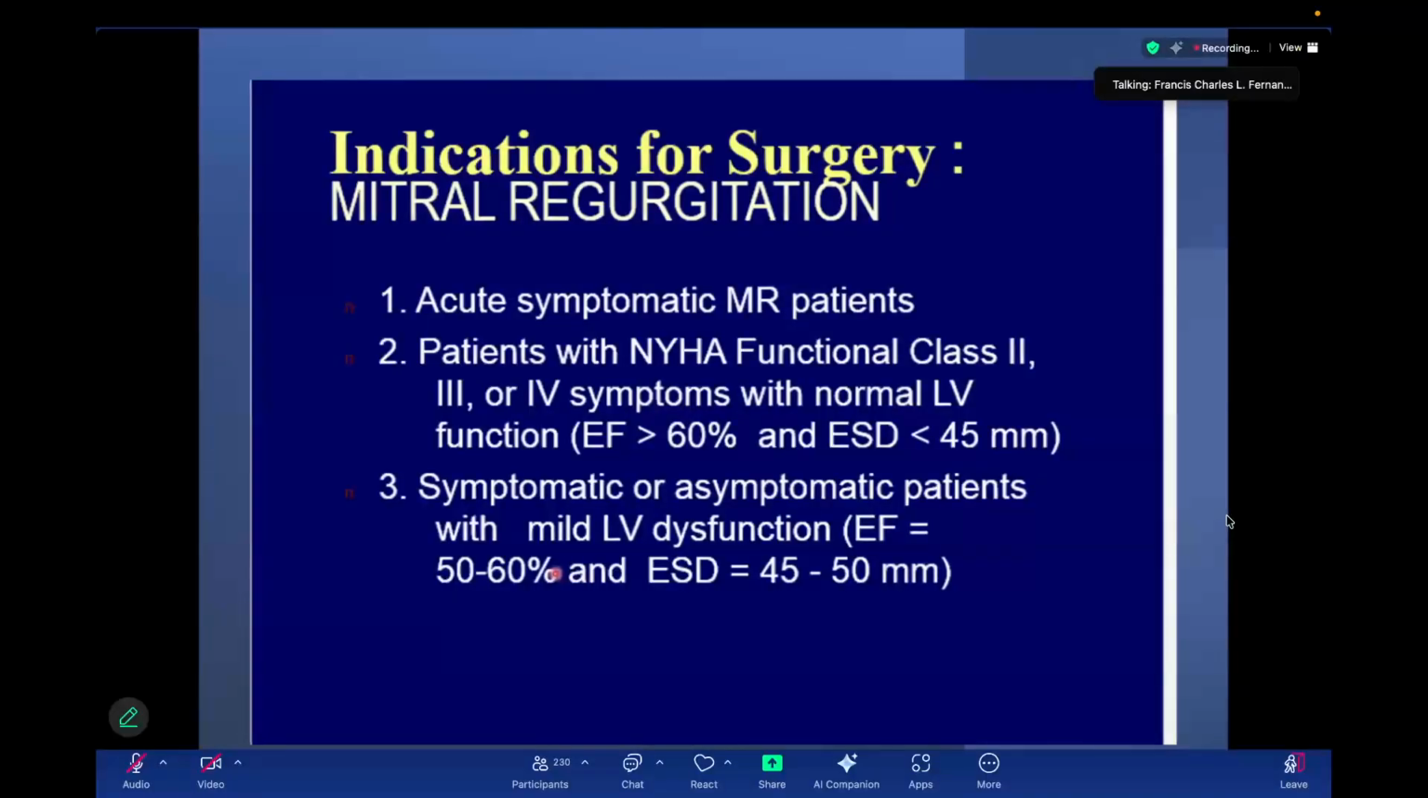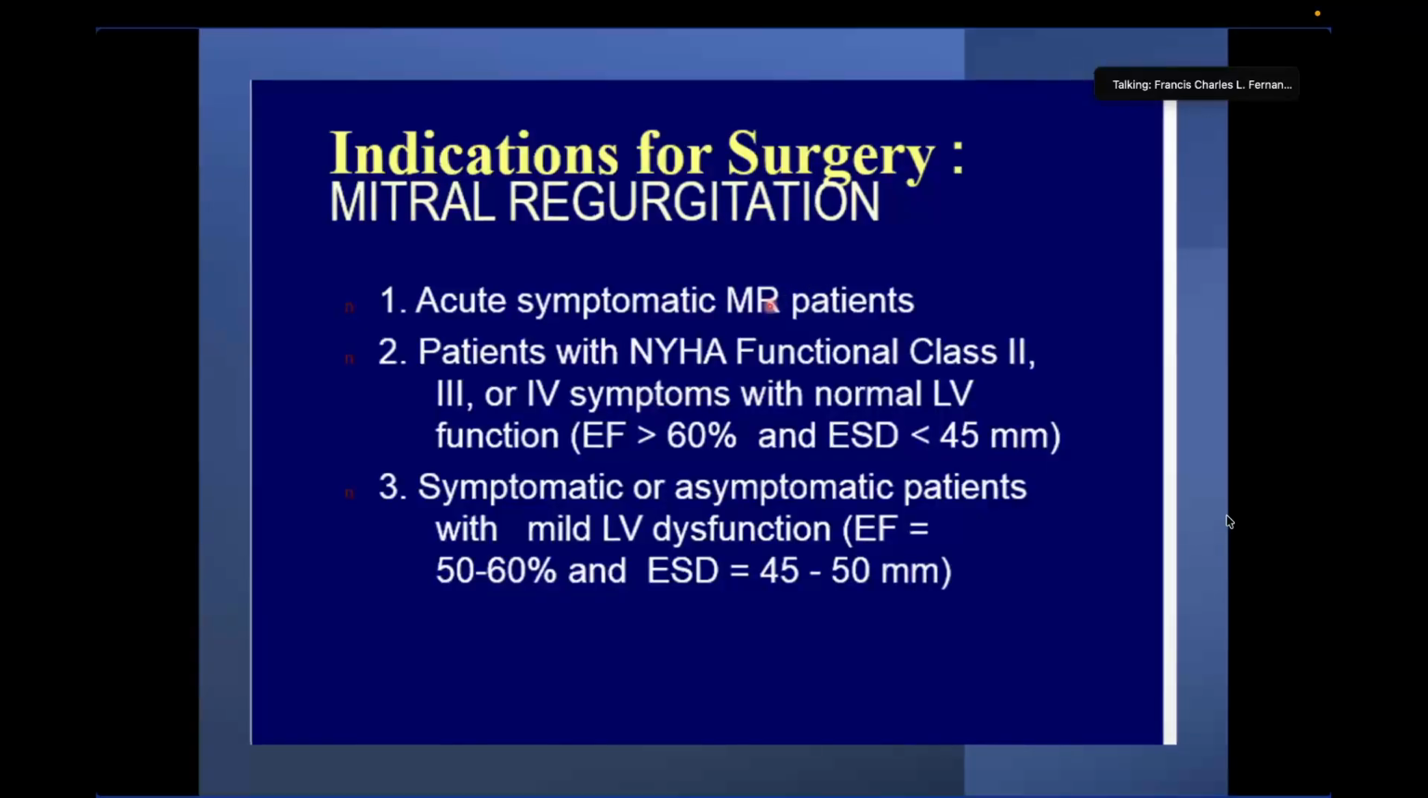So indications: acute symptomatic patients. Sometimes in heart attack patients, you have a rupture of the mitral valve apparatus, a papillary rupture, you have a flail, so you do surgery. But the mortality is very high among patients who have had an MI and ruptured papillary muscle, giving you acute MR, around 50%.